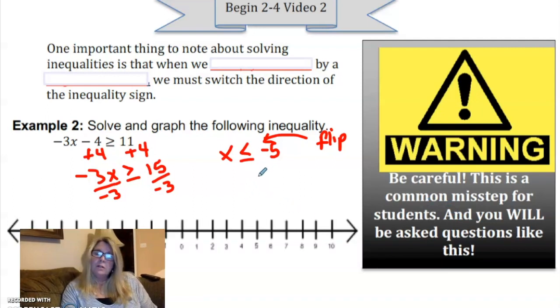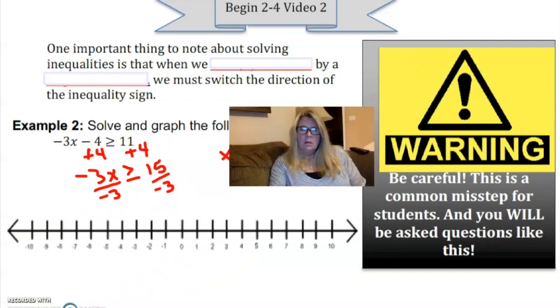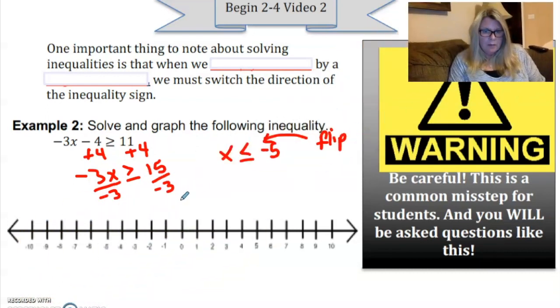Now if you're going to graph your solution, you go to negative 5 on the number line. You have to determine: is it a closed circle or an open circle? If we look at this, it has an equal to sign, so that means negative 5 is definitely a solution. So we close it in. And then it says less than. Where are the numbers smaller than negative 5? To the left. So that would be our solution.